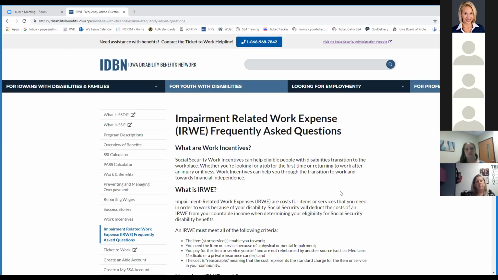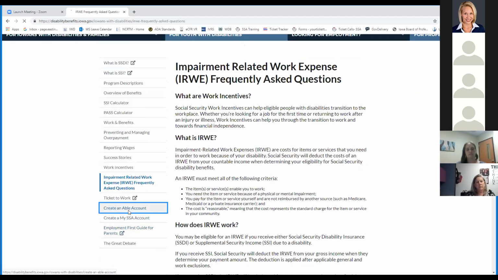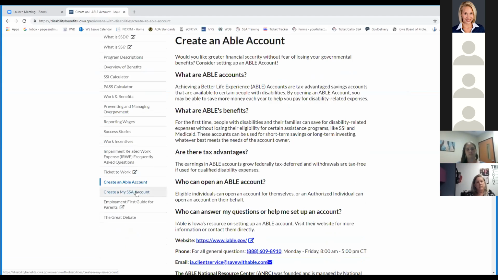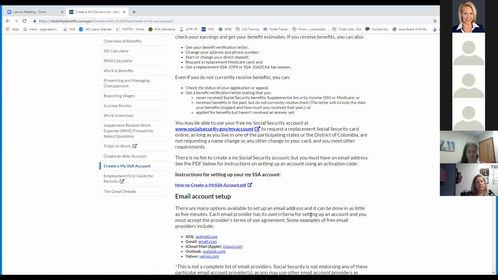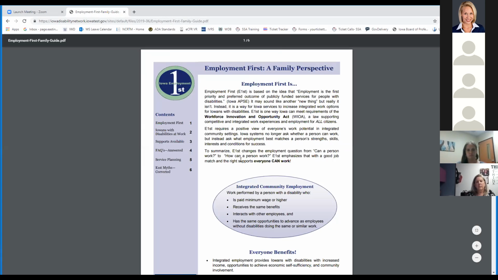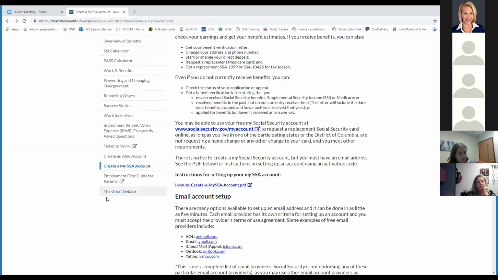impairment-related work expenses, and information on Ticket to Work, how to create an ABLE account, and creating a MySSA account. And then we've got an Employment First guide for parents. This is a link to a PDF that really just helps provide accurate information about employment, because we know there's a lot of misinformation out there, and fears that are based on things that may not always be accurate. We want to provide good information for folks so that they can make decisions about working.